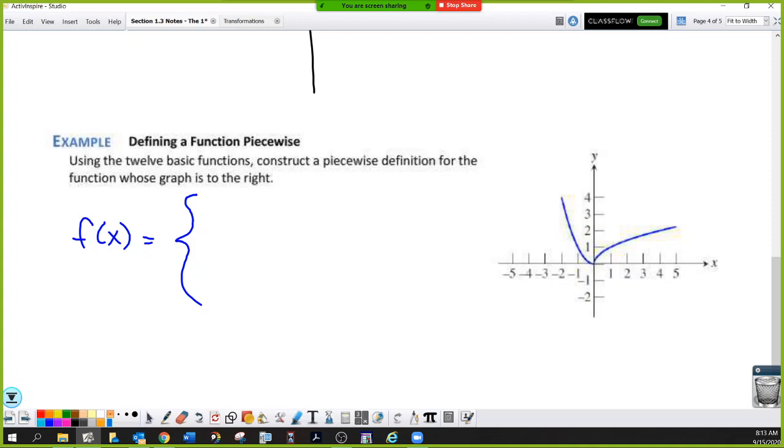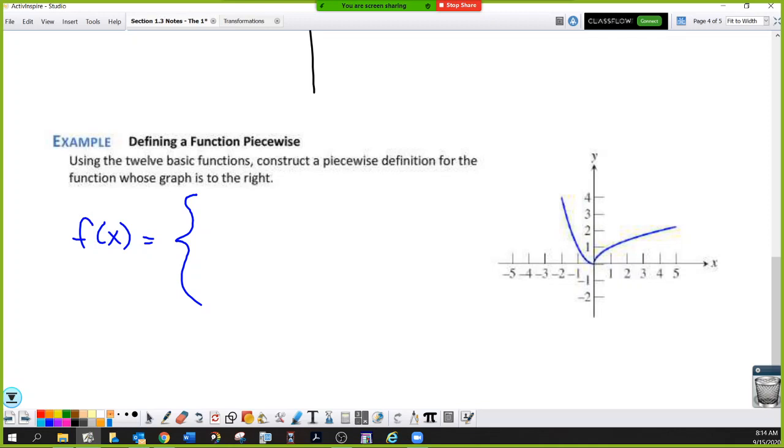I like to read my graphs from left to right, so I take issue with the first one they gave us, because they gave us the right side before the left side. I'm sure there's no correct or incorrect way. I just like doing the left side first and then the right side, because x domains go from left to right.